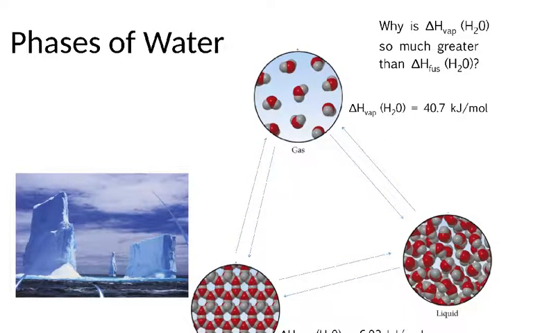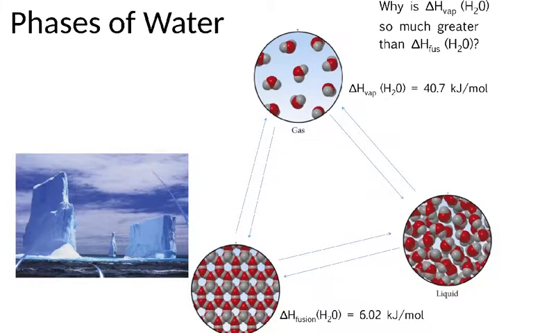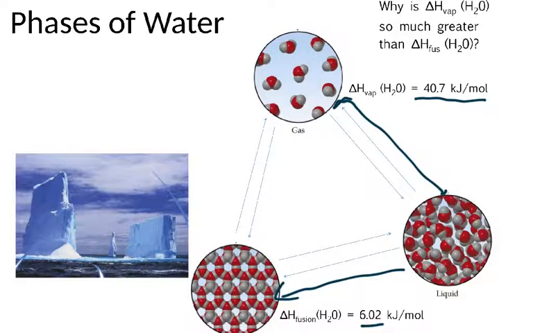Let's talk about phases and phase changes within water. Our delta H of vaporization for water, the energy it takes to go from the liquid phase into the gas phase, is 40.7 kilojoules per mole. But our delta H of fusion, going from a liquid to a solid, is only 6.02 kilojoules per mole. So why don't you think for a minute about why that delta H of vaporization is so much greater than the delta H of fusion.